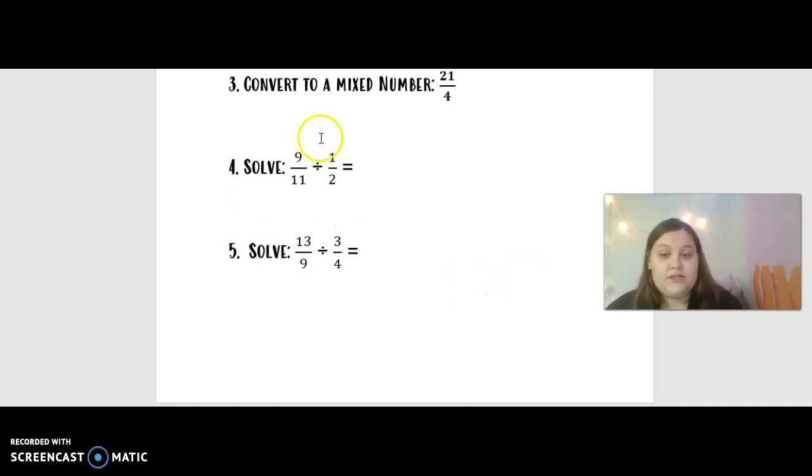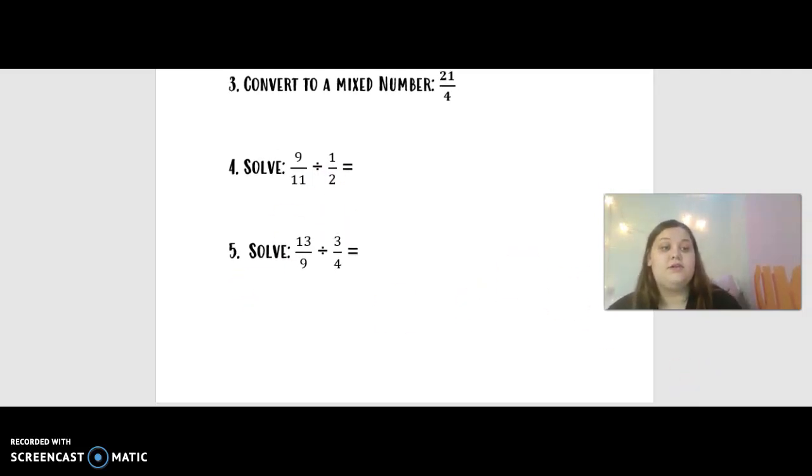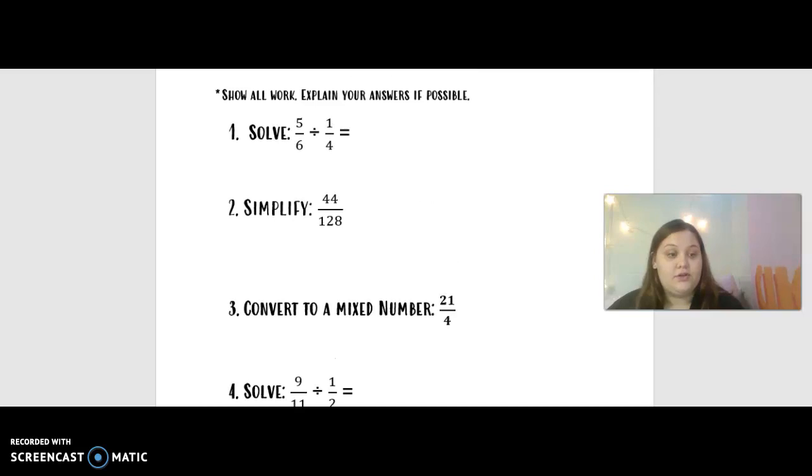The fourth question is to solve 9 over 11 divided by 1 over 2, using the keep, change, flip method. You want to use the keep, change, flip method for all of the division problems, okay? And the last question is to solve 13 over 9 divided by 3 over 4. You have an improper fraction in there, so if you have an improper fraction as your answer, you want to change that to a mixed number so you're proving that you understand that as well, okay?